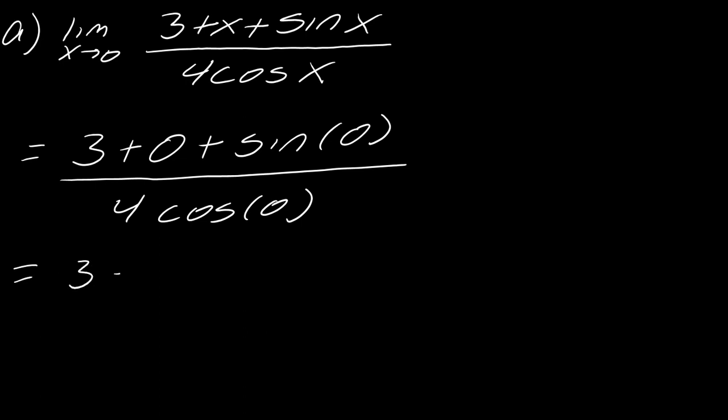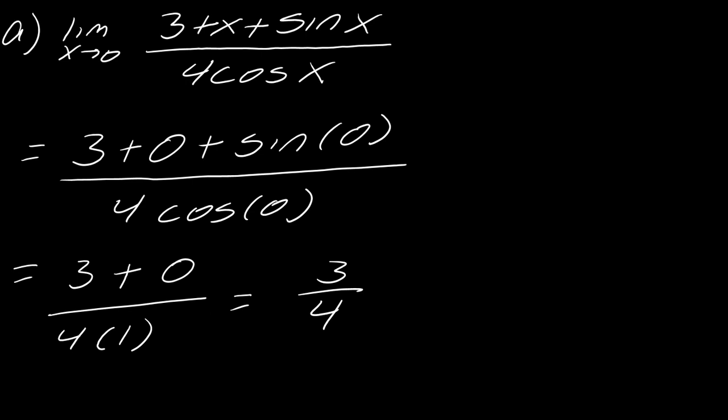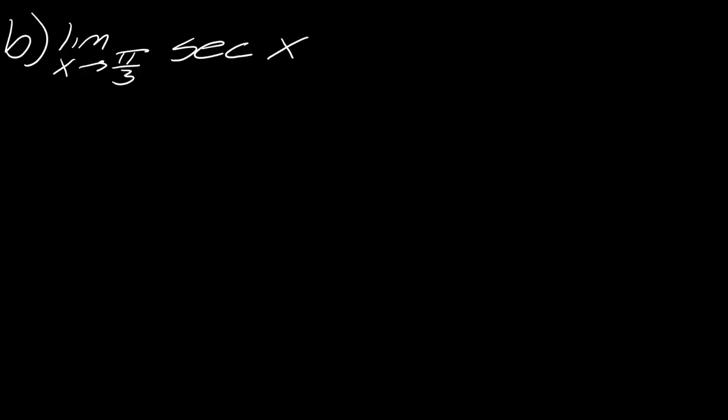And so this really just becomes 3 plus, so what is sine of 0? If you think about the unit circle, sine is going to correspond to the y coordinate on the unit circle. So this will become 3 plus 0. And then cosine of 0 is 1. So all of this will just really equal 3 over 4. So we don't get a 0 over 0. That was nice and straightforward. So that's it. A lot of trig limits will actually work out to be something nice like that.